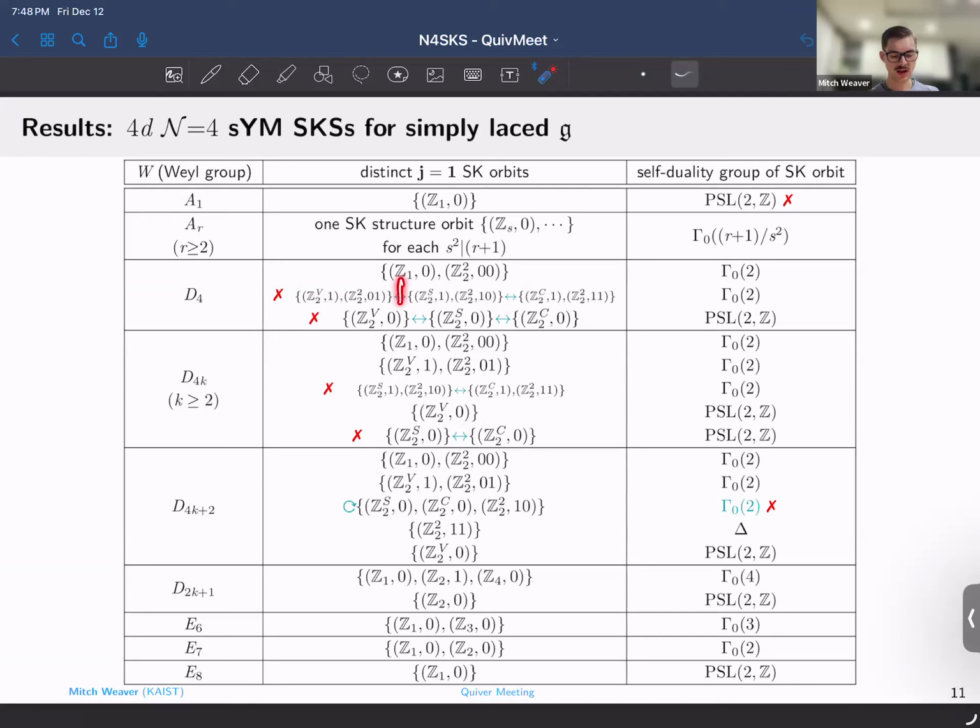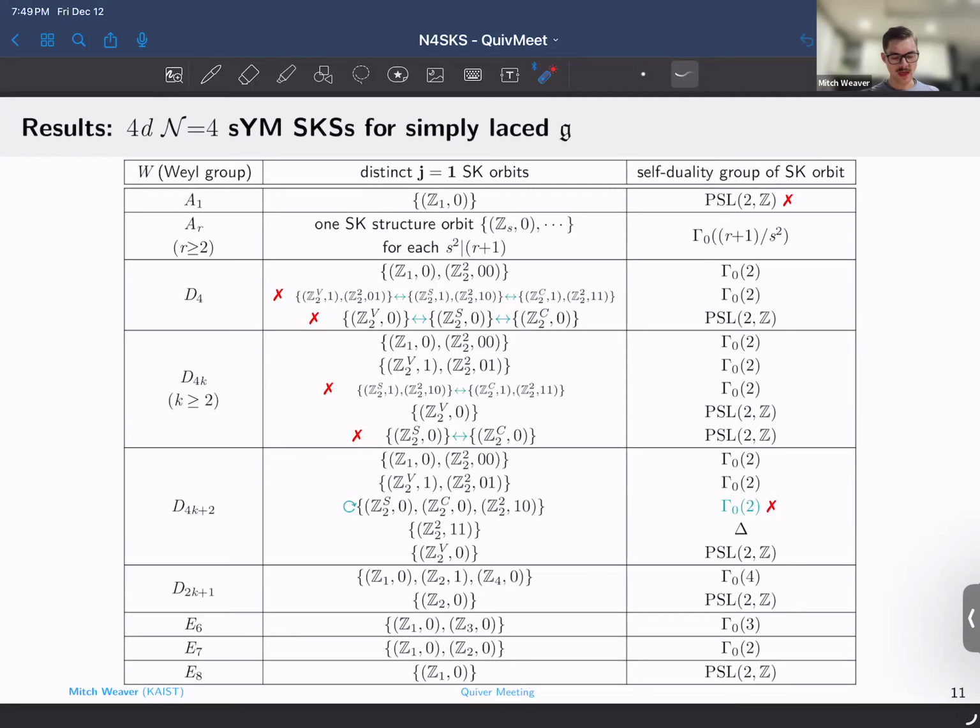So for example, let's just take the SU R plus one case as the example. For every square divisor of R plus one, you get an SK structure orbit, where each one of those SK structure orbits is labeled by this quotient group and then an element of the quotient group. And so that's what the labeling sort of means here.